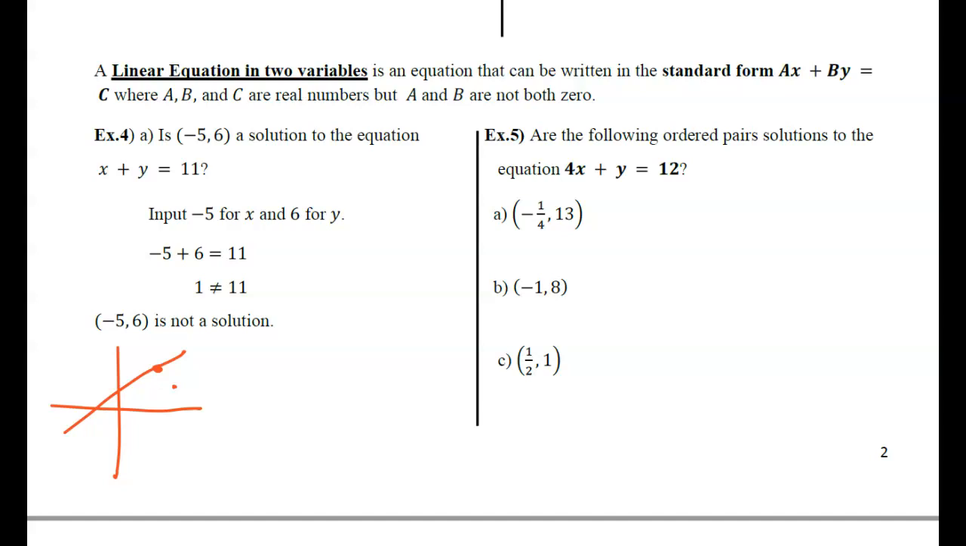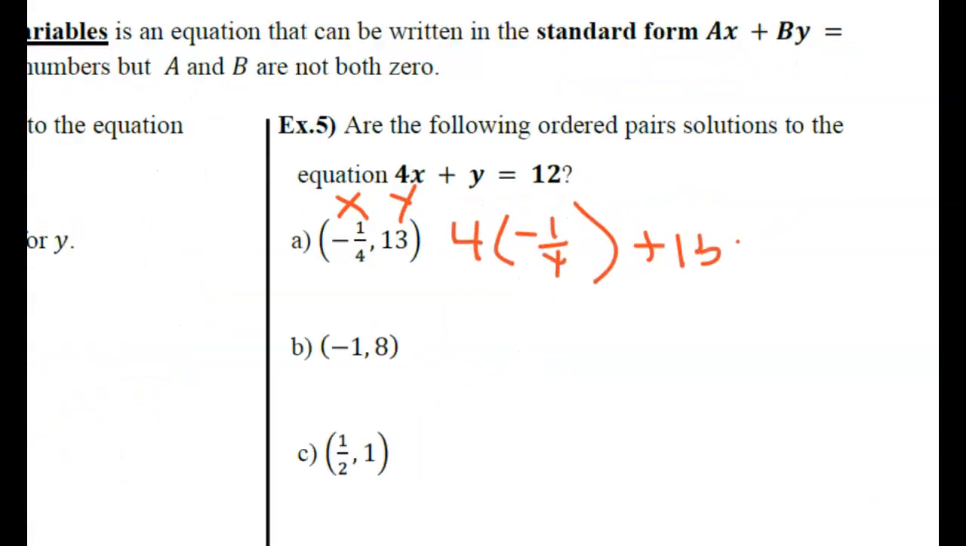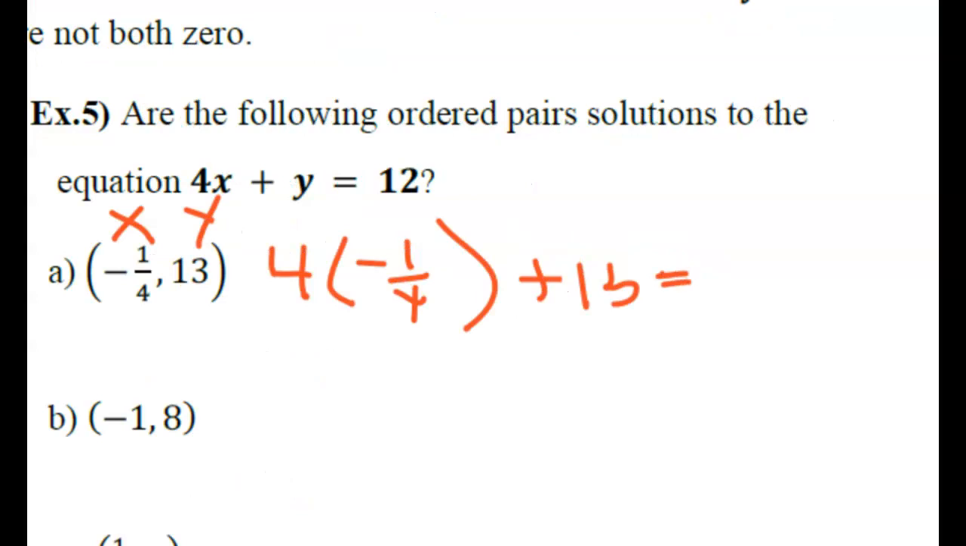We want to look first, is (-1/4, 13) a solution to the system? Notice -1/4 is in the x spot, 13 is in the y spot, and so we'll substitute these in. So 4 times -1/4 plus 13 equals 12.